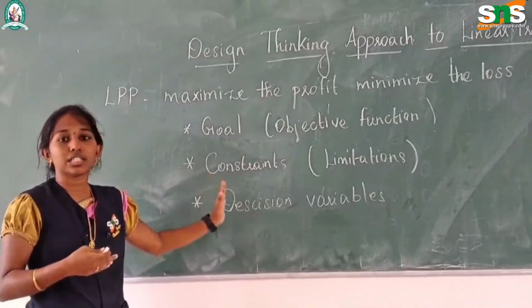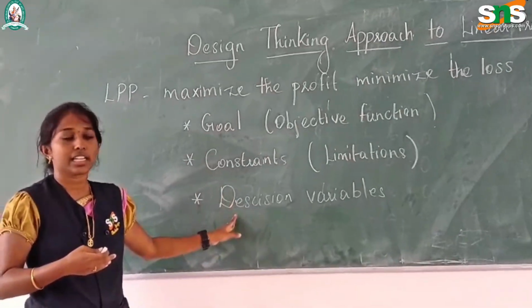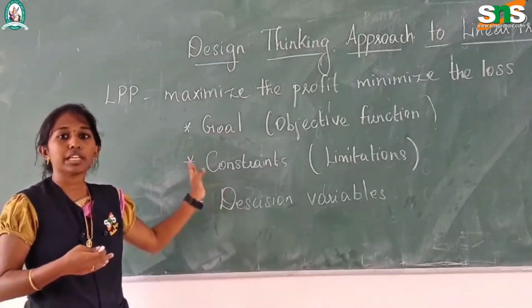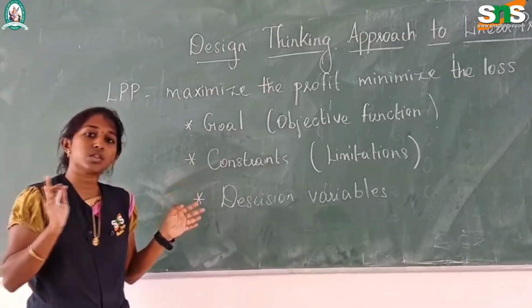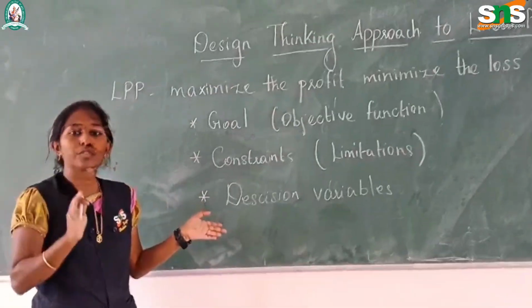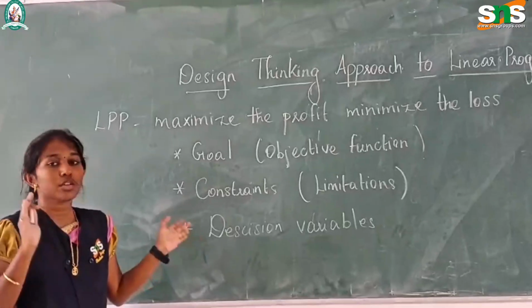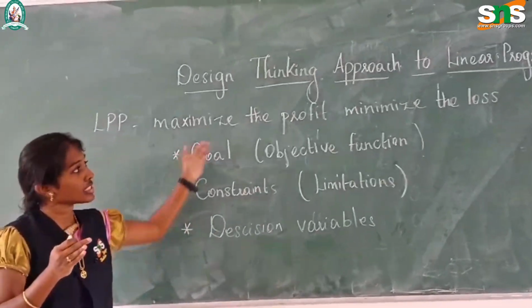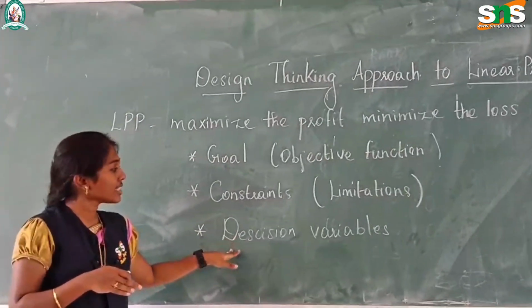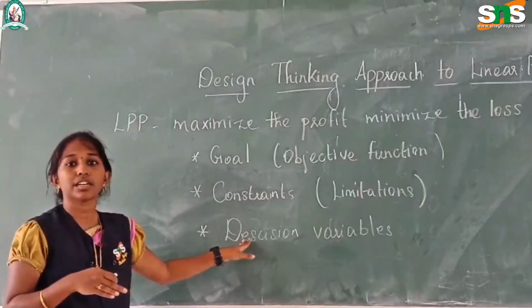And the next one, the third stage of design thinking, is ideate. Ideate means we are going to frame the ideas. There are lots of possible solutions to solve this problem. We have to find all the possible different ways to solve this problem. So we have to ideate in this case for this linear programming problem. And the fourth stage is prototype.